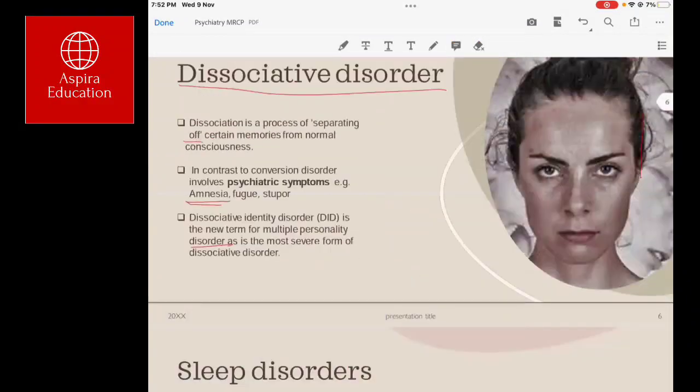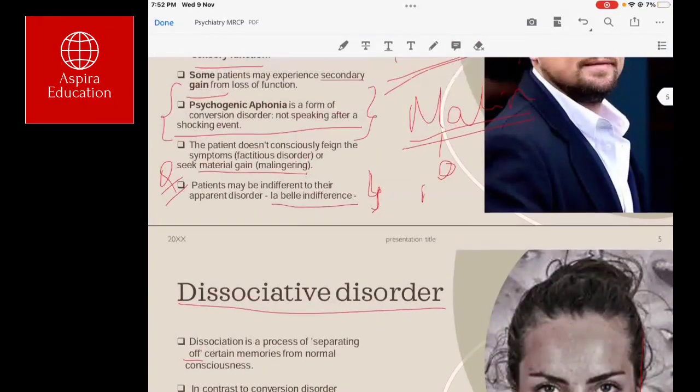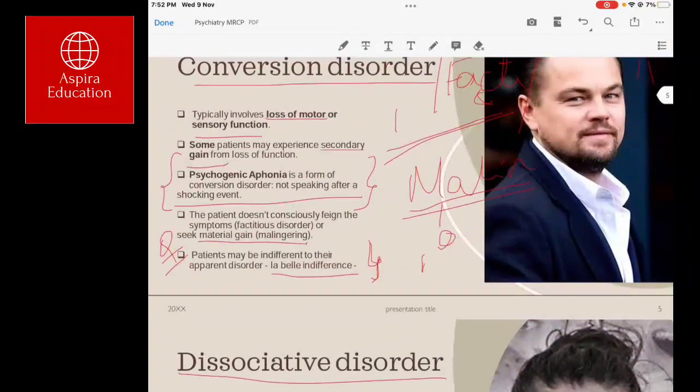Is that point clear? So Munchausen syndrome is where the patient intentionally produces symptoms not for material gain but for attention, and malingering is for pure materialistic gain.